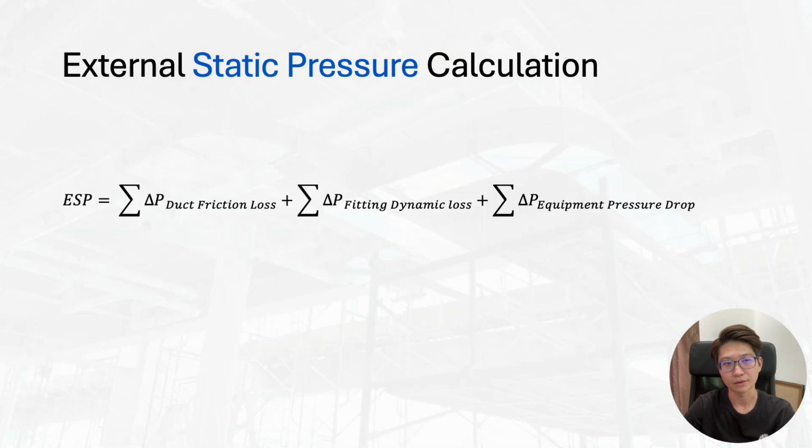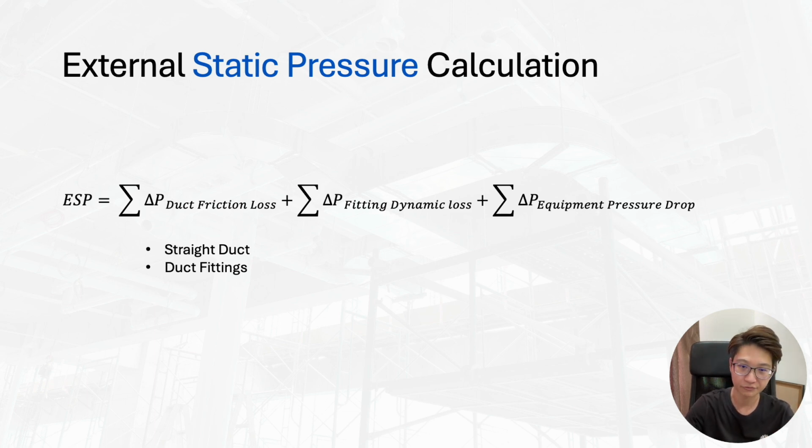So when we talk about static pressure, the ultimate goal is to determine the external static pressure of the fan, right? So how do we calculate that? Basically, it's made up of three elements. The first thing is, inside a duct there is friction. Air passing through the duct surface, there's friction, right? This is very natural. So we are talking about straight duct. You might have heard of it. We call it the straight duct friction loss.